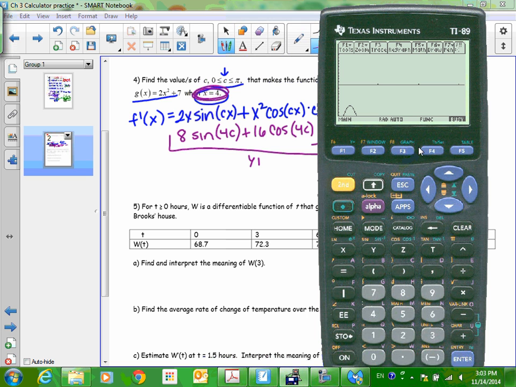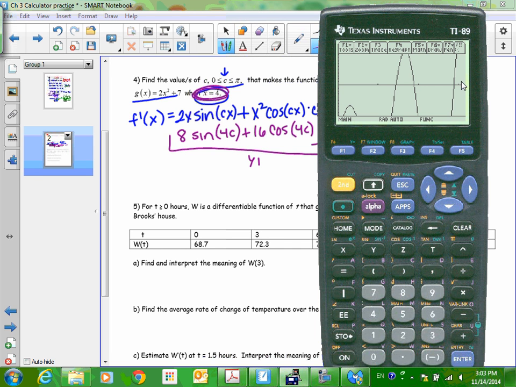There could be, and there are in this problem, other answers that are negative or larger than pi. We don't want those, so why even waste your time looking at it on a graph? I know this is a lot of stuff in one day. Most of it is just to get you used to it for next week. Okay, so we have 3 answers.